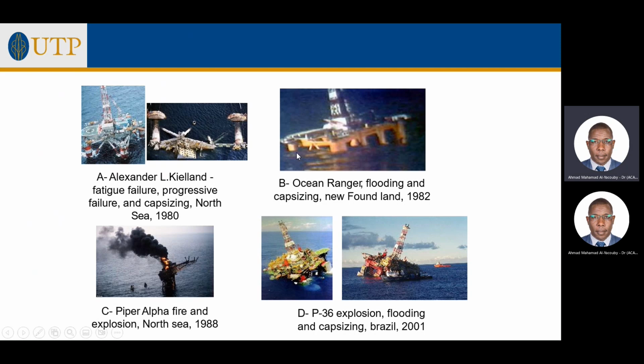So here we can see examples of incidents related to failure of offshore platforms. The first one is the Alexander Kielland, which was recorded in 1980 in the North Sea. Then we have the Ocean Ranger flooding and capsizing. This was in 1982. Then we have the case of Piper Alpha in 1988 in the North Sea as well. This was a case of fire and explosion. Then we have the P-36 explosion, flooding and capsizing, which was recorded in Brazil in 2001.